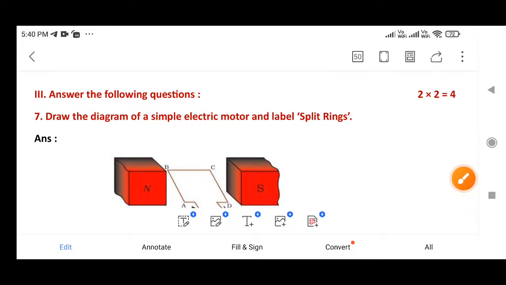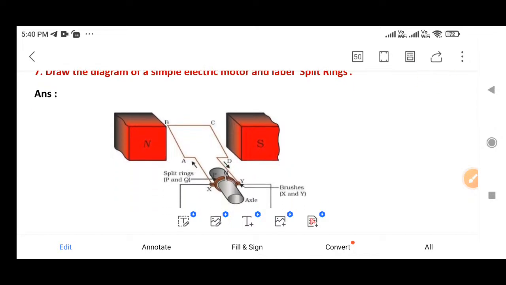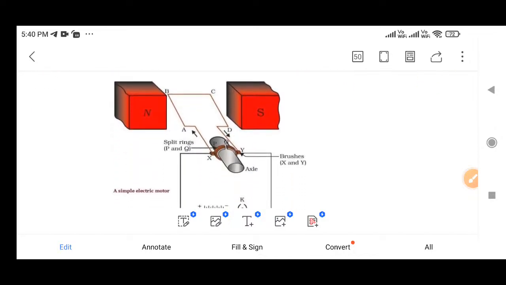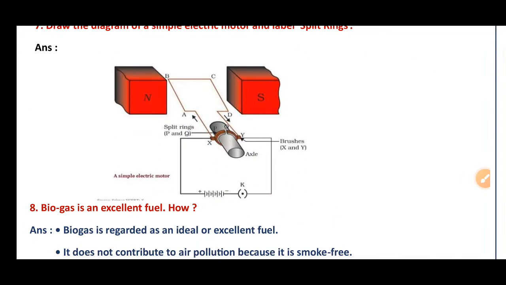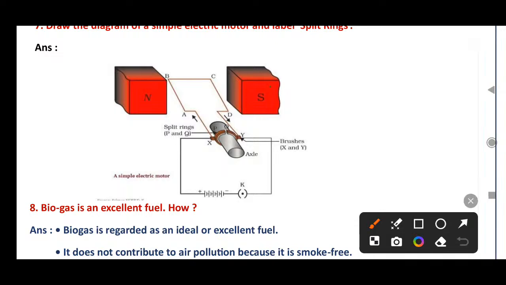Then question main number 3, answer the following questions. Draw a diagram of a simple electric motor and label the split rings. Okay, this is the diagram of an electric motor. These are the north and south poles.